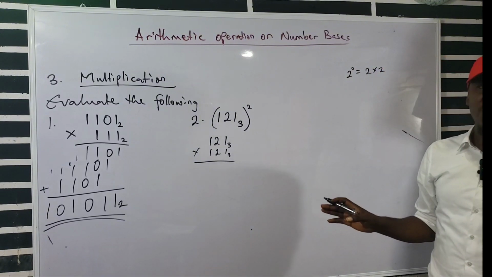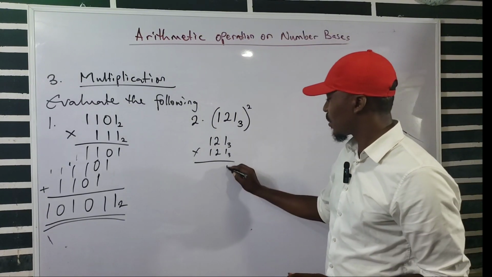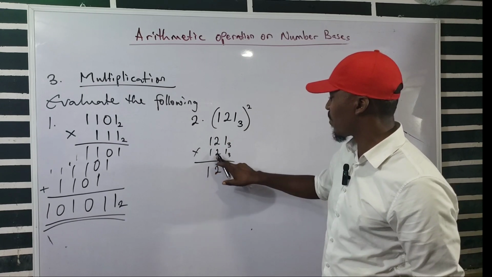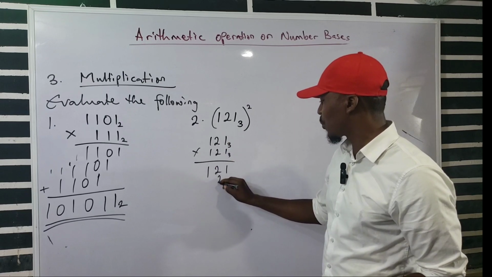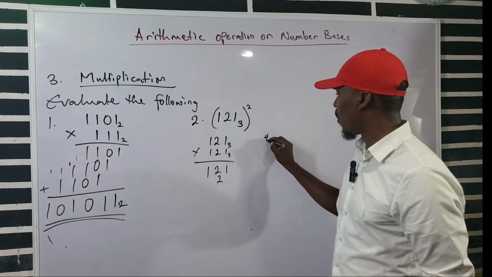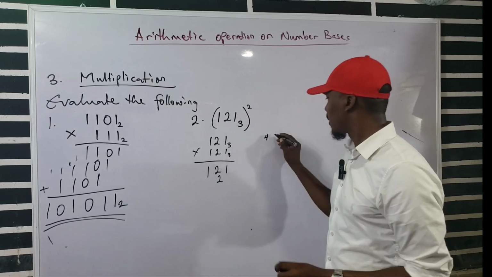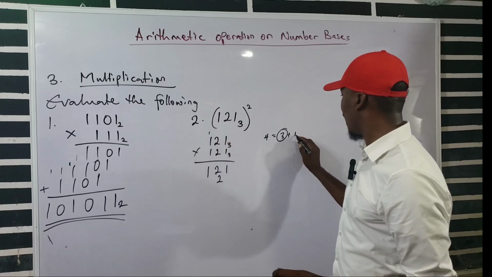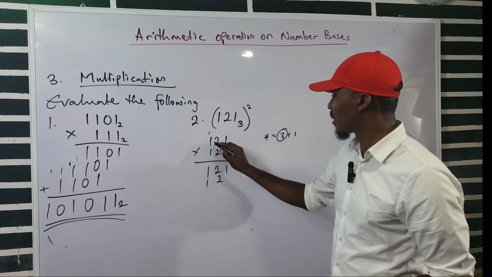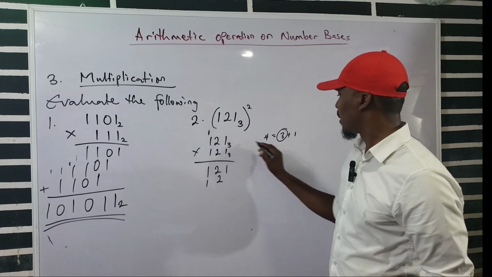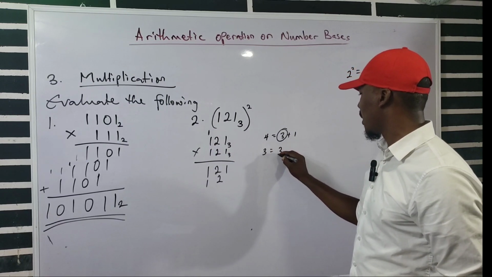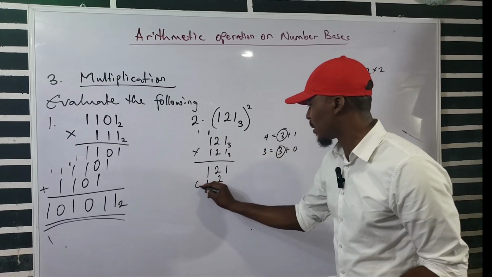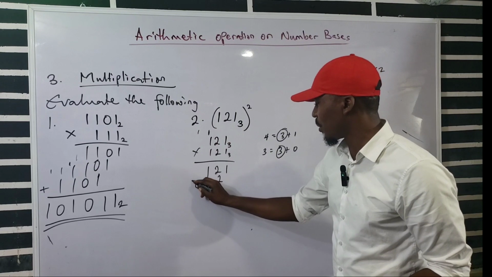Okay, so we have to be a little bit more careful here. 1 times 1, that will give you 1. 1 times 2, that will give you 2. 1 times 1, that will give you 1. So come here, 2 times 1, that will give you 2. 2 times 2, that will give you 4. Share your 4 in base 3. So that will give you 3 plus 1. How many 3? 1. Then you now write your 1. So 2 times 1, 2 plus 1, that will give you 3. 3, share it in 3s, you have 3 plus 0. So how many 1? You write your 0. So you bring down your 1.